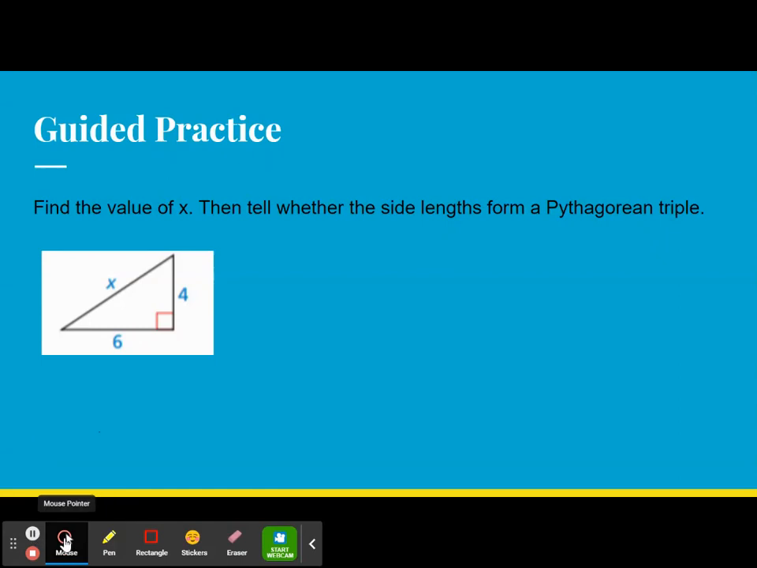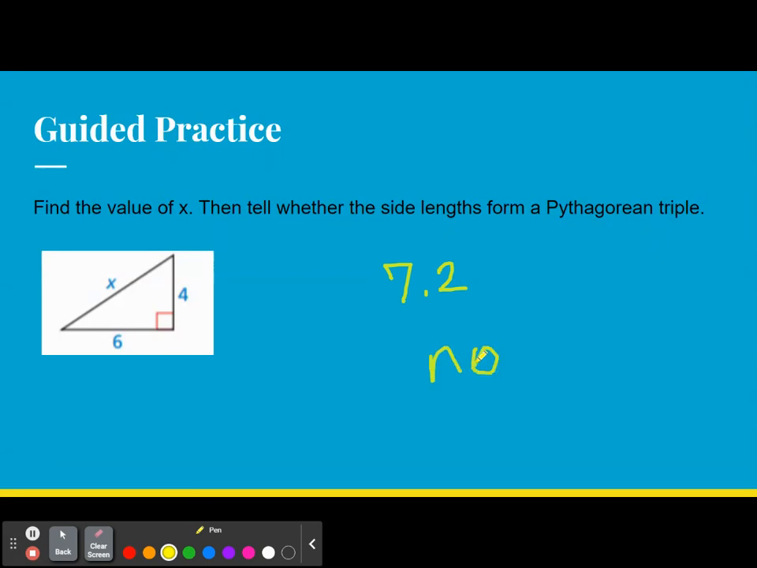All right, if I can have your attention, please. I believe on this one you should have gotten approximately 7.2 for x. And so that would not be a Pythagorean triple because not all the sides are integers. All right, here's your next one. Make sure you fill in the missing sides.